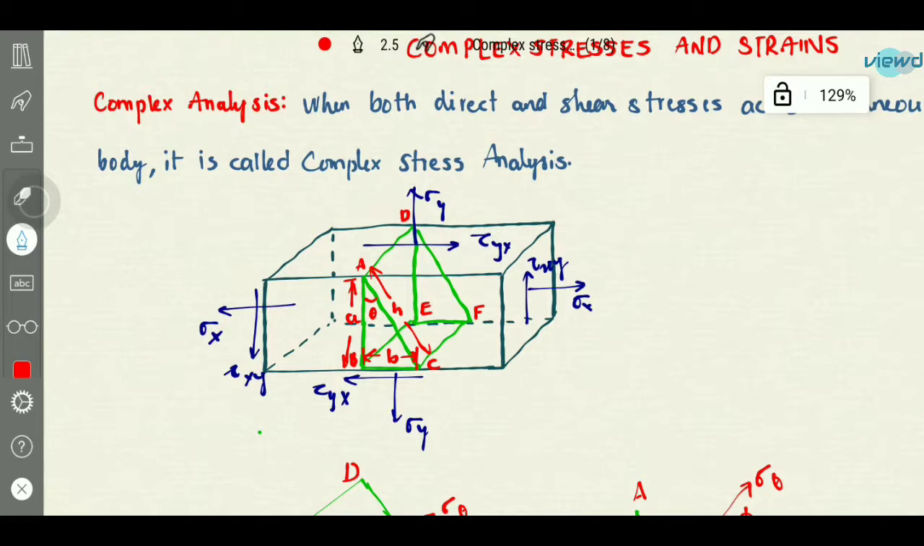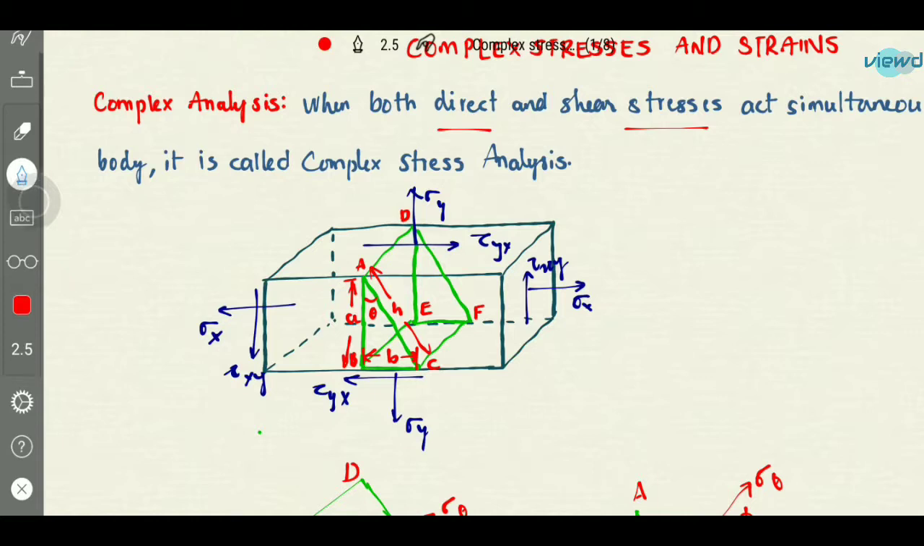Complex analysis is when direct stresses and shear stresses both act simultaneously on a body. It is called complex stress analysis. Here we do not consider bending stresses and torsional stresses. We only consider direct and shear stresses. If direct and shear stresses are acting on a body simultaneously, then it is called complex analysis. And in this video we are going to see about that.